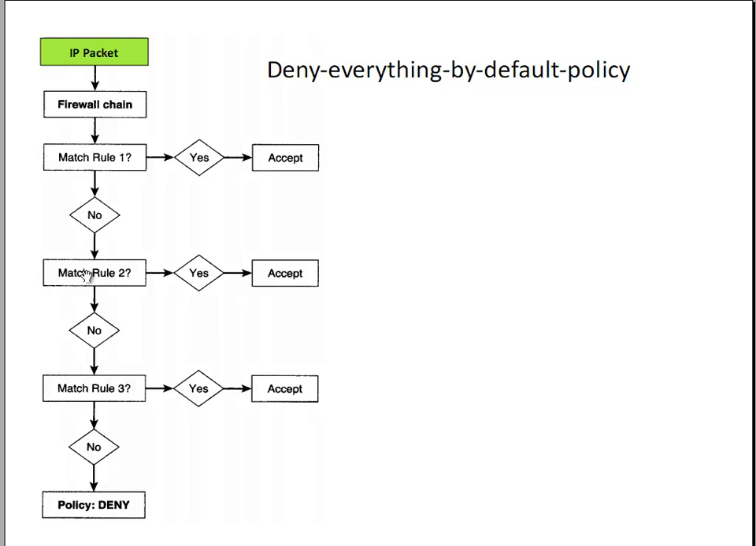If it doesn't match, it goes to rule 2. Now rule 2 is matched against the contents of the IP packet. If that matches, that's accepted. If it doesn't, it goes to rule 3, and so on. Notice here that the default policy is to deny, that is, if no firewall rules are matched, then we deny the IP packet's access to its final destination.